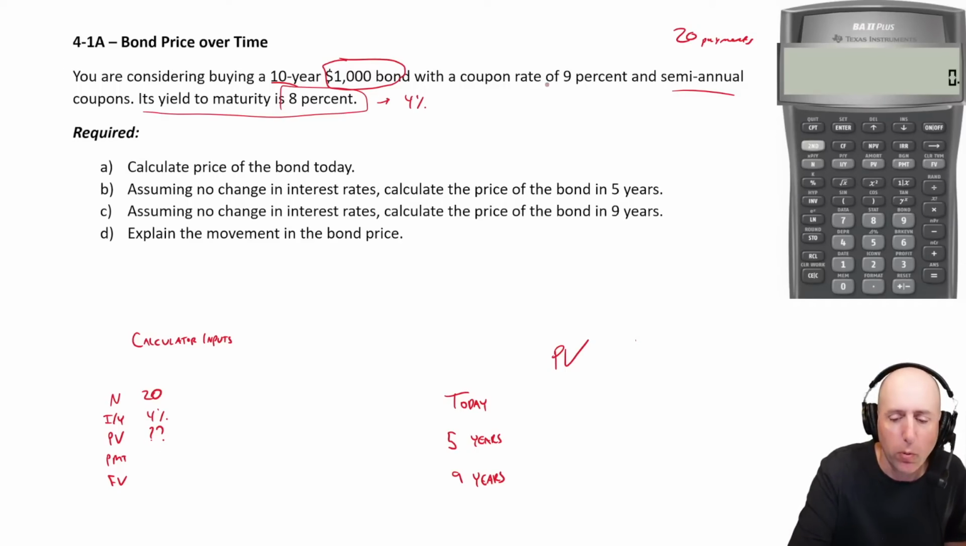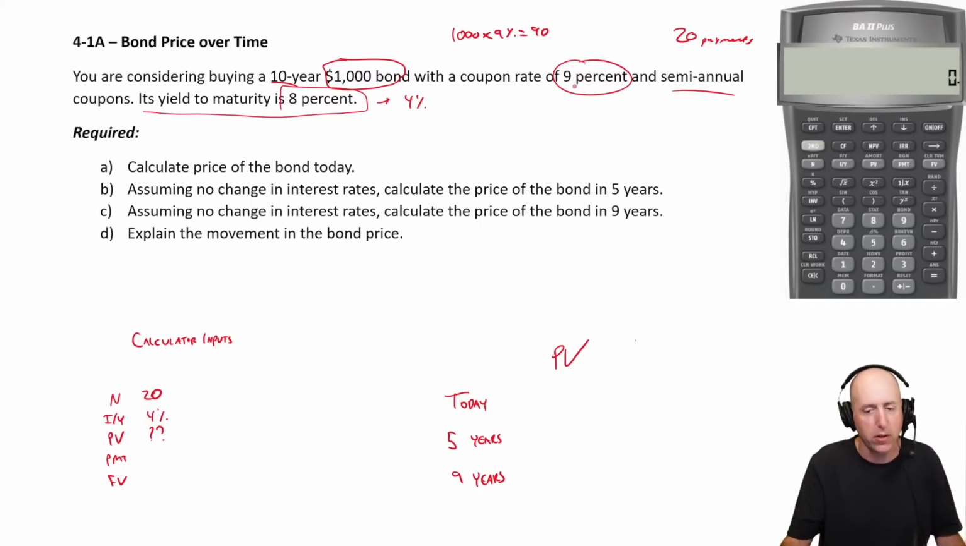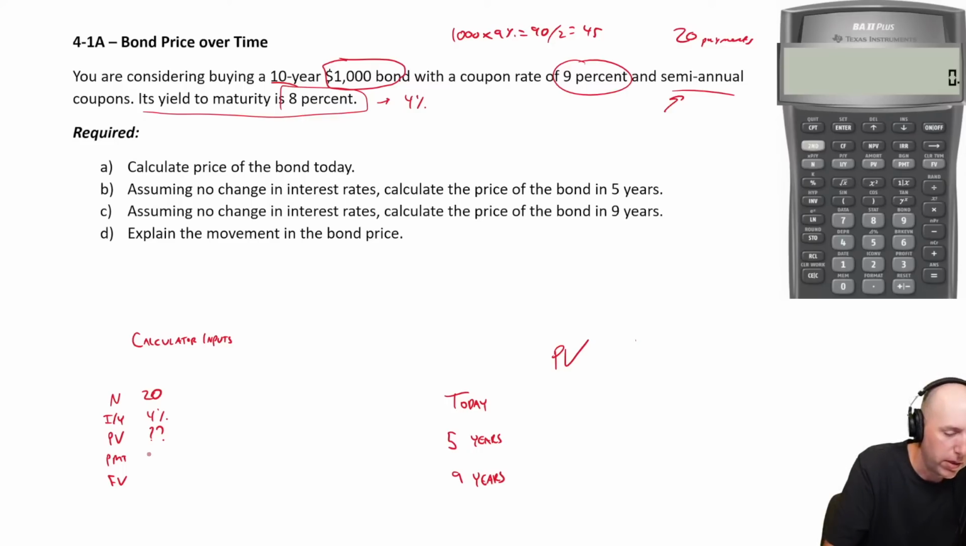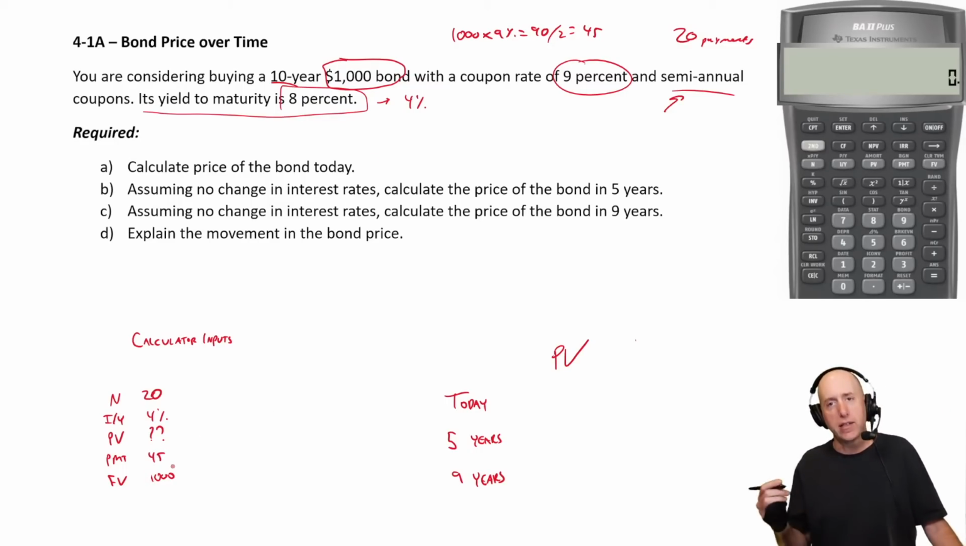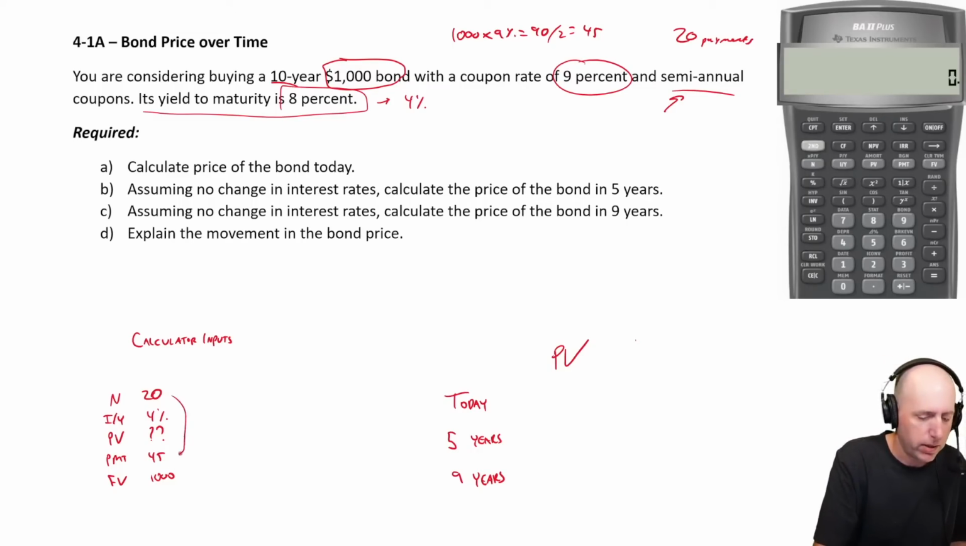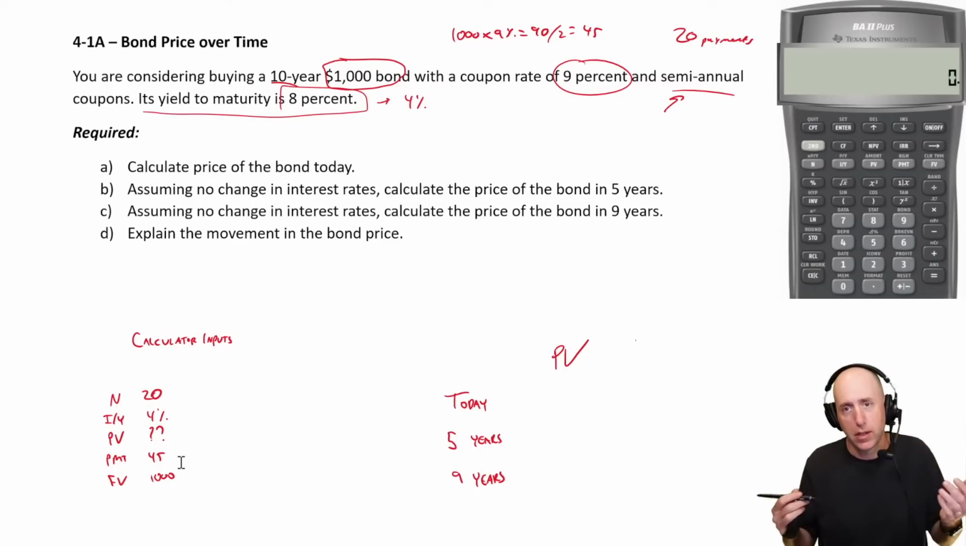Our payment amount is what we promise, and what we promise is the coupon rate. So it's a $1,000 bond. 9% coupon means it's a $90 payment. But the fact that it's semi-annual, this is $90 per year. Divide by 2 to get your payment, which is $45 per 6-month period. Our FV is $1,000. That's what we get paid back at the end of this. So we're saying, what's the present value of those cash flows? 20 payments of $45. That's what this is summarizing. And a $1,000 lump sum coming to us at the end of the bond.